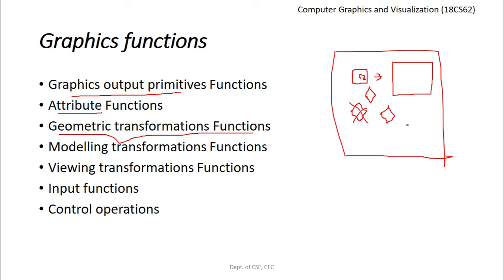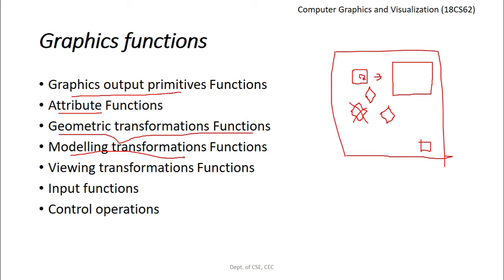We can also change the position as well. The rectangle that was drawn over here can be drawn here just by calling the geometric transformation function routines. So we can change the position, the size, and the orientation of an object within a given scene using these geometric transformation functions. Then we have modeling transformation functions. Modeling transformation functions are used to construct a scene using the object descriptions given in local coordinates.